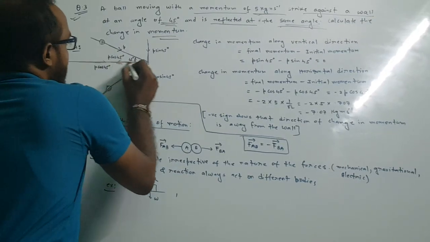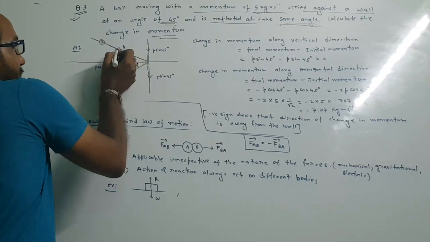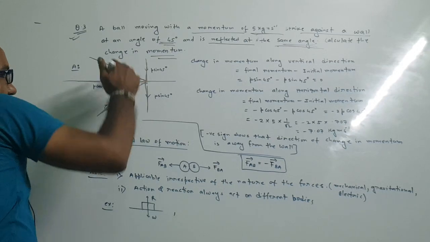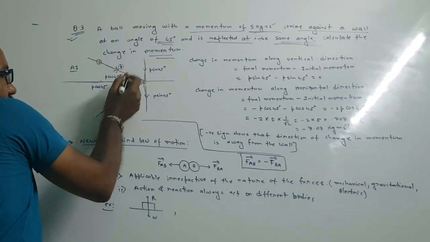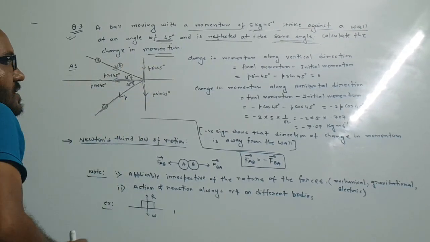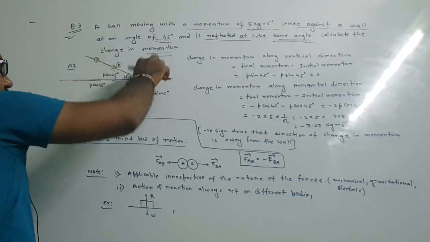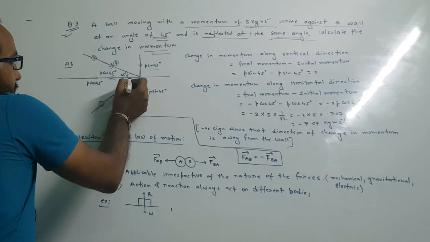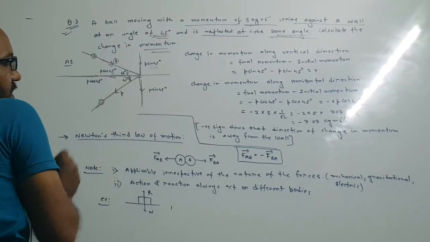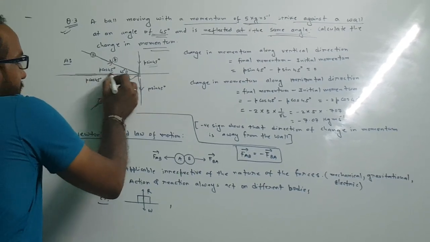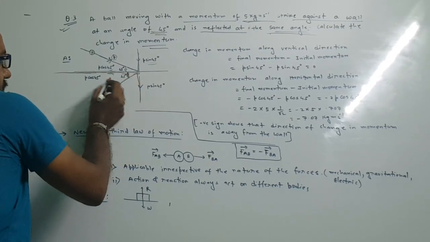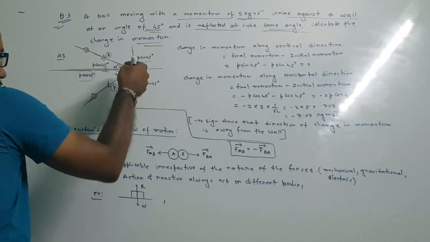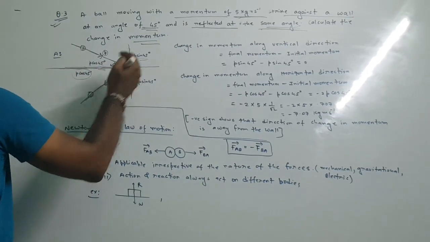So let us first consider this angle. If this is 45 degree and the value of this is P, then P cos 45 would be in the negative x axis direction, and momentum is in this direction, so the perpendicular component, that is the sine component, is downwards. Now the ball is reflected back at an angle of 45 degree, so the component attached to this angle would be P cos 45.